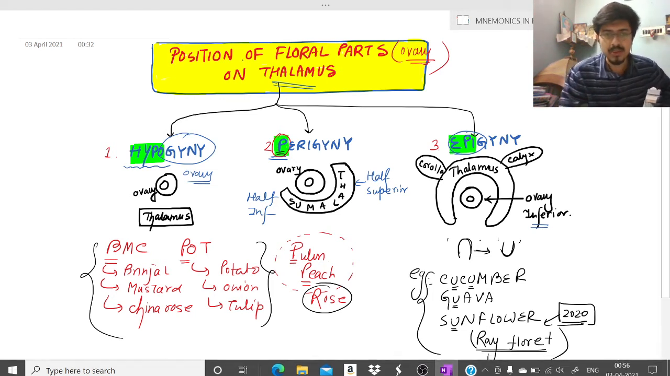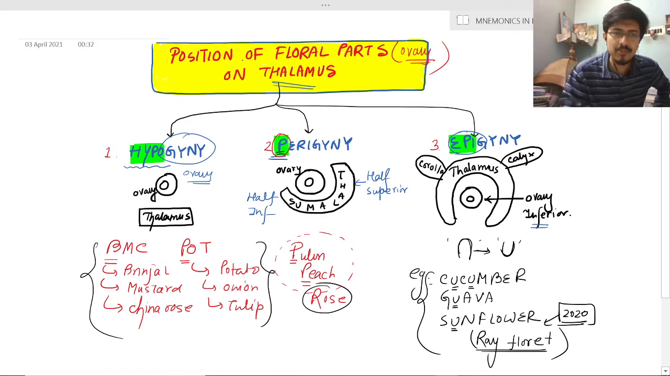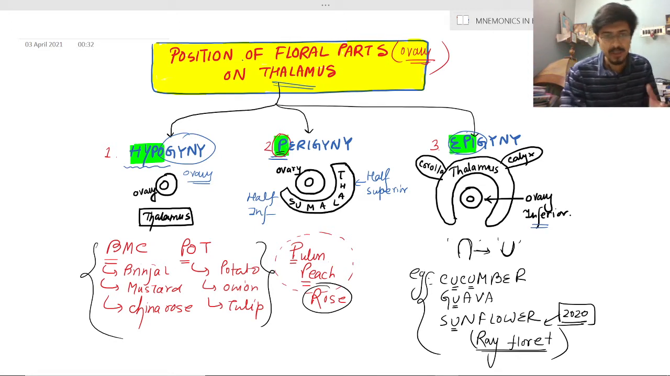From now on, we are starting a series of botany mnemonics. In this botany mnemonics session, you will find that the mnemonics are so easy that you can remember them in the final exam, so you can snatch the marks within seconds.